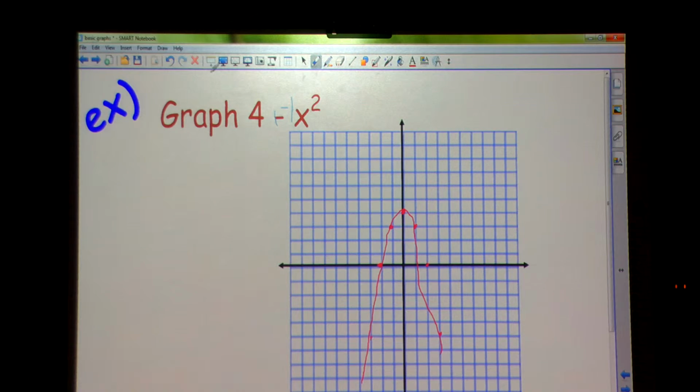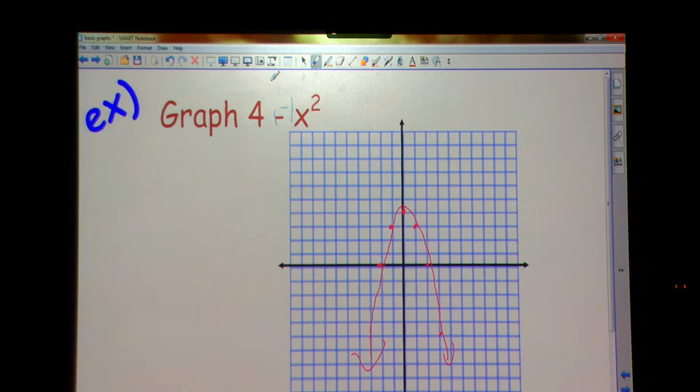Whoa, missed that one. Let's try that again. Maybe. And make sure you have arrows on your parabola because it goes on forever. So try your best to make it look like a parabola. It's a little hard for me to do on the board. But once again, we know it's reflected up 4.